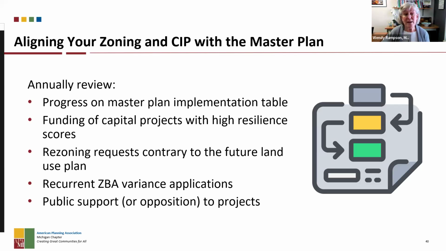You can explore the pattern of ZBA variance approvals to see if maybe the zoning ordinance needs to be revised because of that. And then you can monitor public support or opposition to resilience efforts and initiatives as a way to be smart about moving the ball forward with future plans.